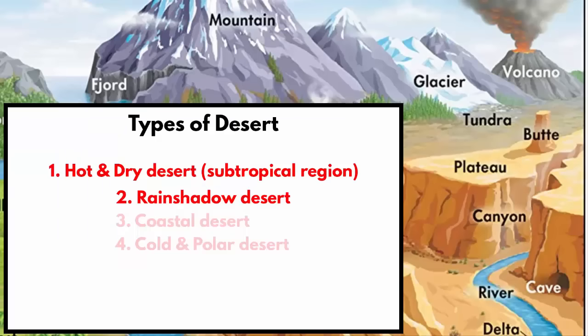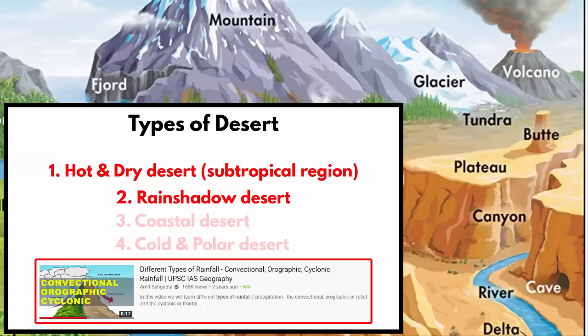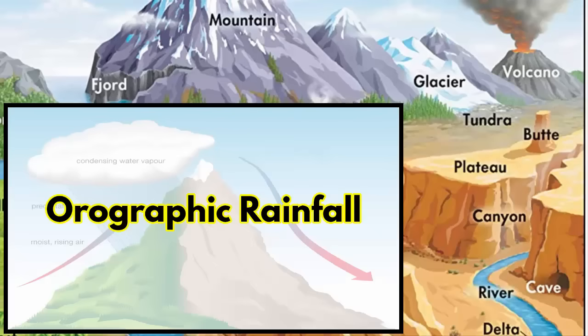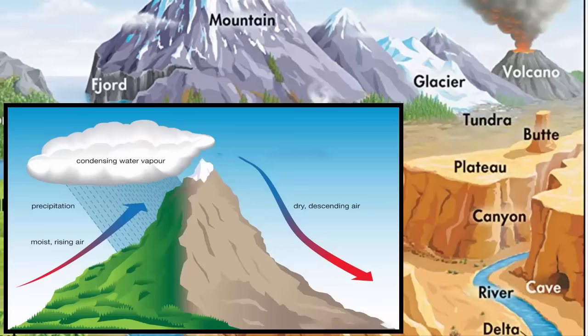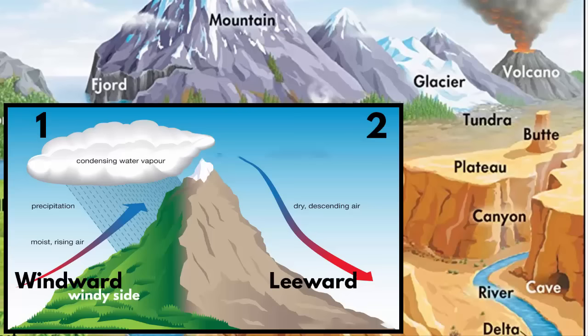The second type of desert is Rainshadow desert. I want you to watch a video where I have explained different types of rainfall. In that I have explained about orographic rainfall. So there are 2 sides of a mountain. One is the windward side and the other is the leeward side. By looking at the name, you can easily figure out that windward means the side of the mountain which faces a lot of wind. As a result, rainfall occurs. And leeward side is the opposite side where it is dry and there is no wind. That means there is very little or no rainfall at all on the leeward side of a mountain.